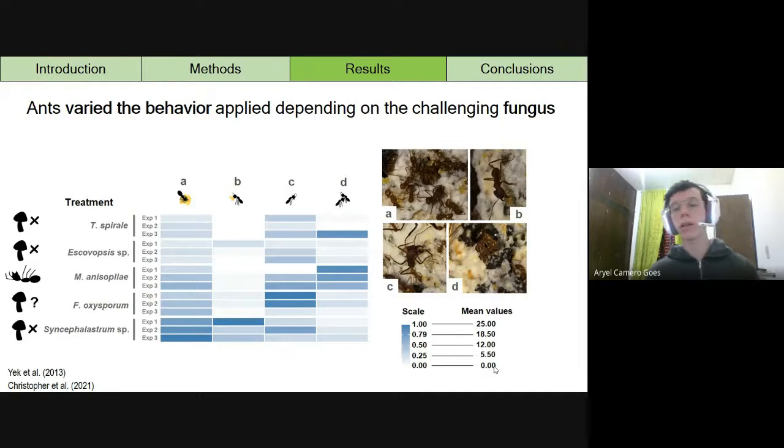It shows to us that it's not only depending on the lifestyle of the fungi inside of the colony, which might be influencing which strategy the ants will apply, but also the context where the spore or the conidia were found. For example, even being an entomopathogen, ants also apply a huge amount of behaviors to remove this fungi from the surface of the fungus garden.